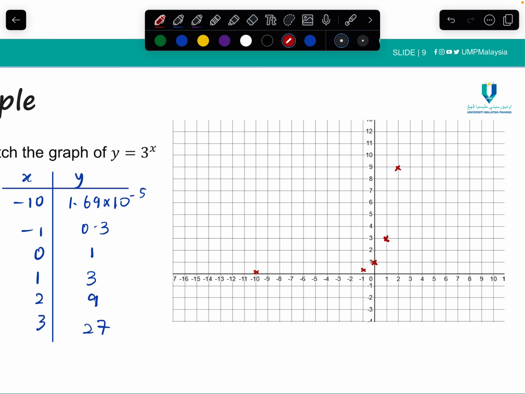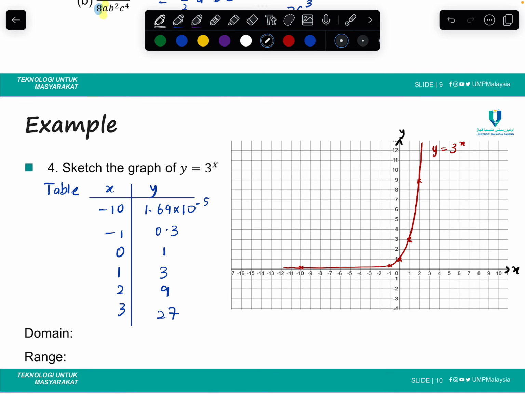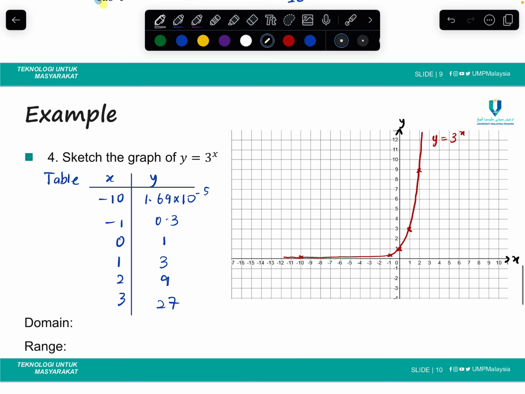So we know that the pattern on the right hand side is increasing exponentially. It increases sharply, right? While for the left hand side, it approaches 0 but does not touch 0. So it only approaches 0 like that. So this is the graph of the exponent 3 to the power of x. And we want to label the vertical axis as y and this one as x. Okay, so this is the sketching of the graph y equals 3 to the power of x.